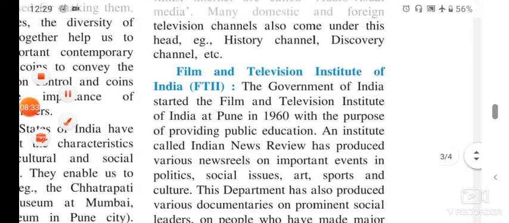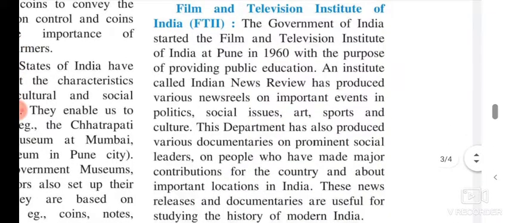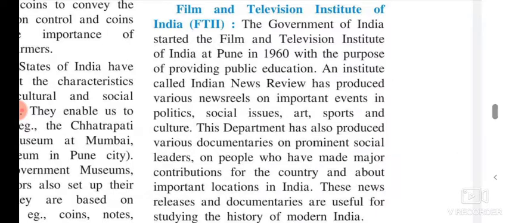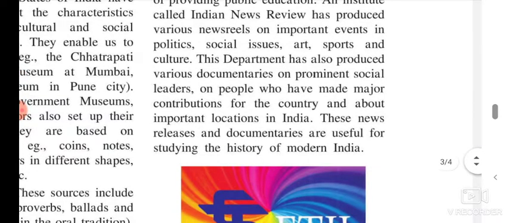The Government of India started the Film and Television Institute of India at Pune in 1960 with the purpose of providing public education. An institute called Indian News Review has produced various newsreels on important events in politics, social issues, arts, sports, and culture. This department has also produced various documentaries on prominent social leaders, on people who have made major contributions for the country, and about important locations in India. These newsreels and documentaries are useful for studying the history of modern India.